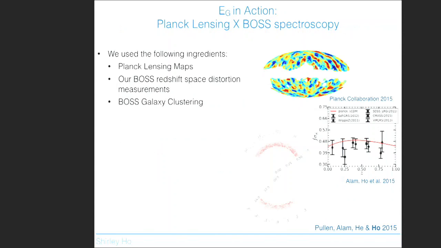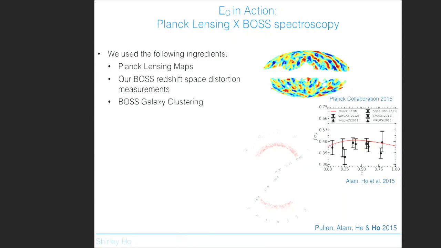for galaxies. So what we did, we actually did this, not just wrote the theory paper. One of the authors is actually in the audience. You can ask her. I don't know where she is. But anyway, we have the Planck lensing map. We use the BOSS redshift space distortion measurements, and we use the BOSS galaxy clustering. So you see the three plots.